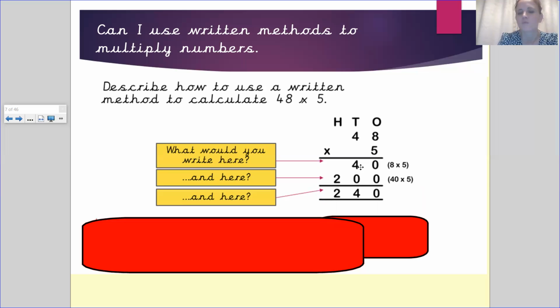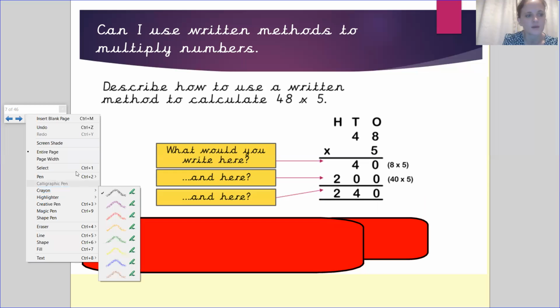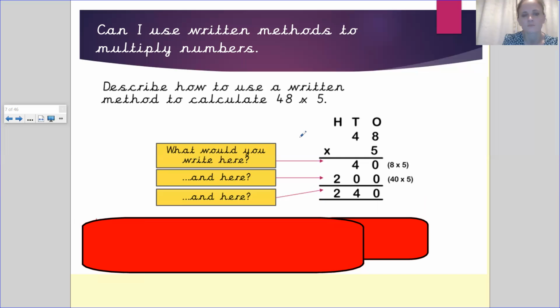Remember when you are timesing, this here is not just 4 times 5 because it is in our tens column. So if we remember our columns, actually it would be 5 times by 40. And that's why we have it here, or 40 times by 5. It is not 4 times 5.